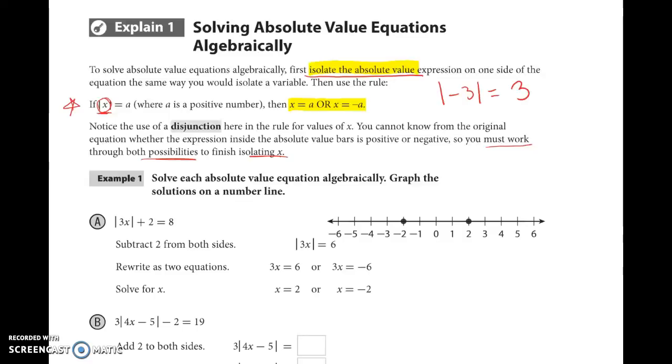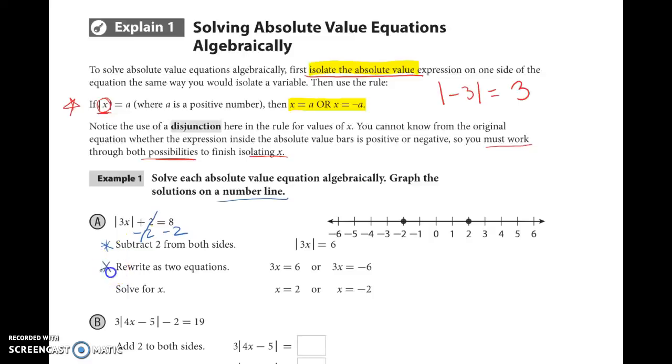So if I'm looking at example 1, it says solve each absolute value equation algebraically, graph the solutions on a number line. So A, this absolute value is not by itself. There's a +2 here. So the book says we need to subtract 2 from both sides. And when we do that, the inverse operations will cancel out that +2 and that -2. And that leaves us with the absolute value of 3x equals 6. That was step 1. We isolated it.